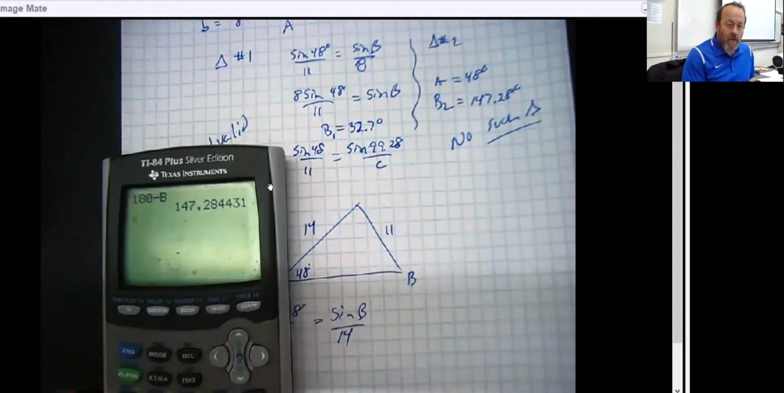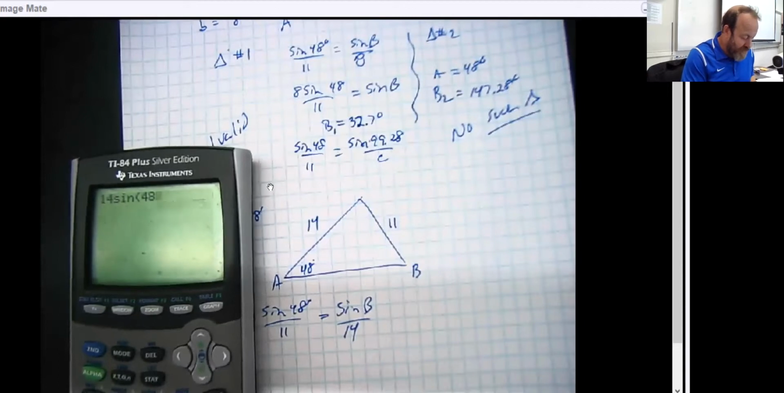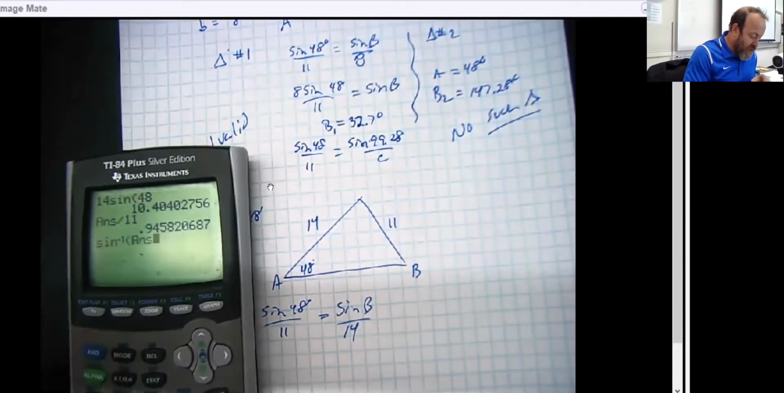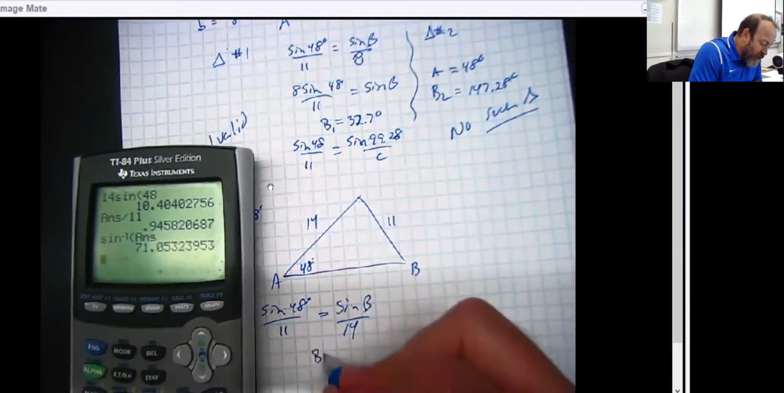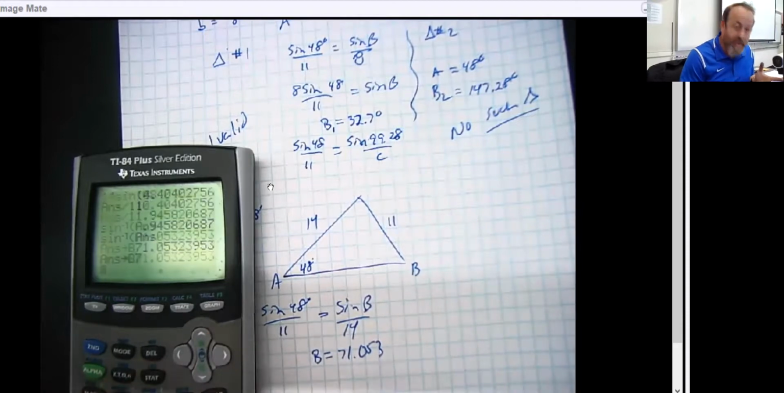Now again, I'm going to go a little quicker this time. 14 sines of 48 divided by 11, and then I'm going to take an inverse sine. I got that the measure of this angle B is 71.053. I'm going to store that as B again, so I have it for later.